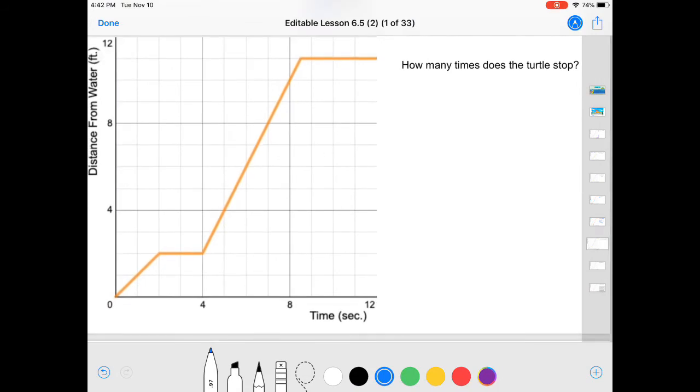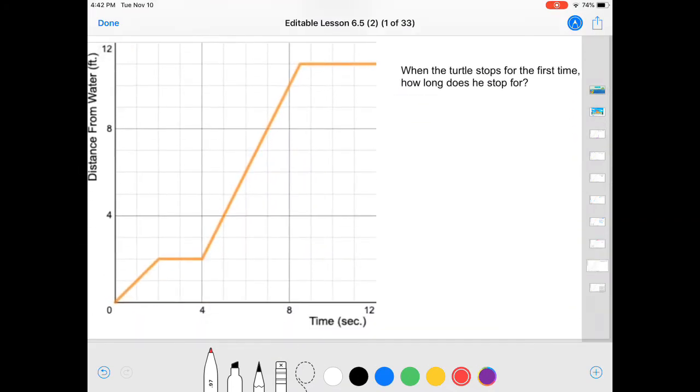How many times does the turtle stop? That means that the rate of change is 0. It's not moving at all. I see a rate of change of 0 here because time is moving, but the distance is staying at 2 feet. Here's another interval that the turtle has stopped. Time is moving, but the distance is staying at 11 feet. So the turtle stops twice.